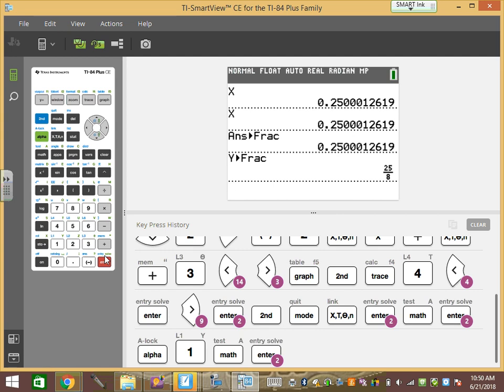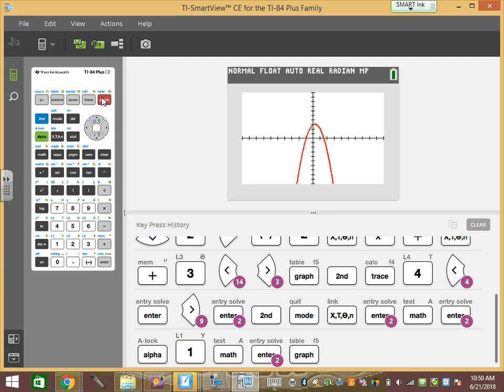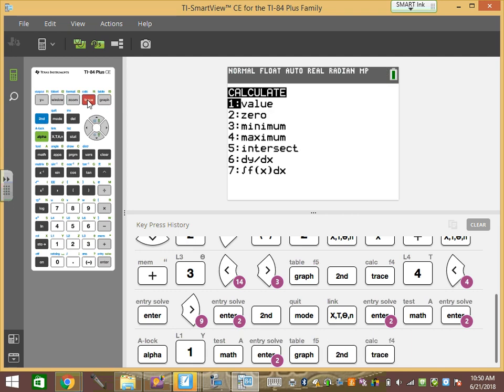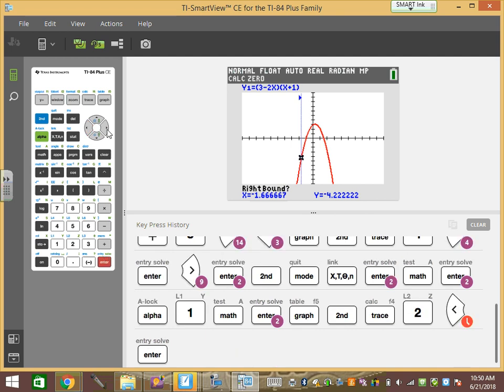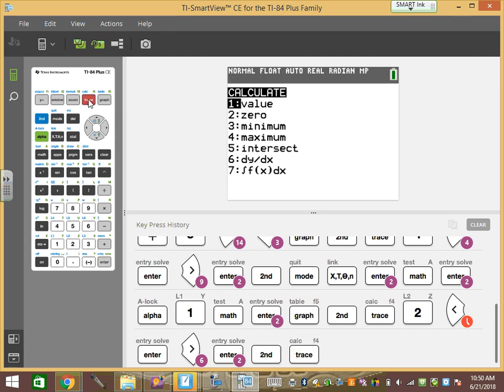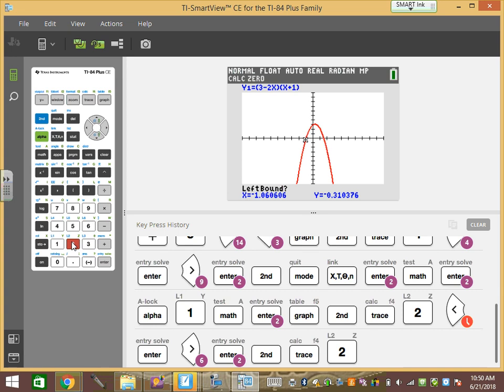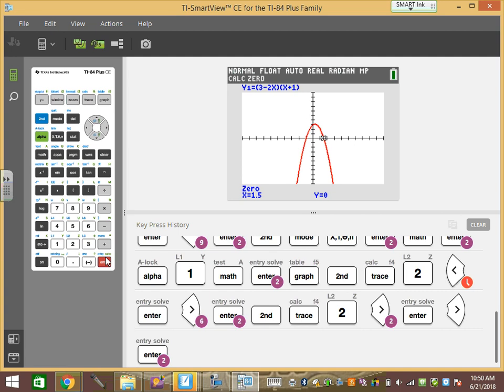However, I need more information. I need the x-intercepts as well. So I'm going to do second trace number 2, zeros. I'm going to go left bound of this one, enter, right bound of this one, enter, enter, and I get -1, 0. And then I'm going to go second trace 2. I'm going to go left bound, enter, right bound, enter, enter, and I'm going to get 1.5 and 0.